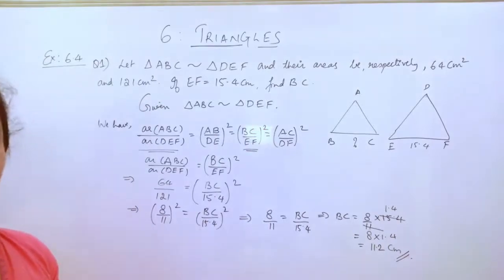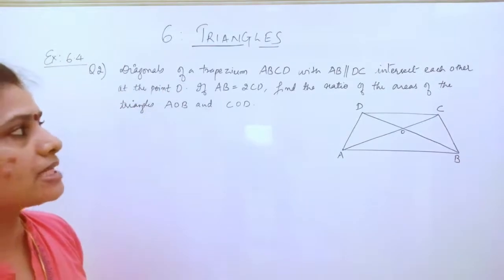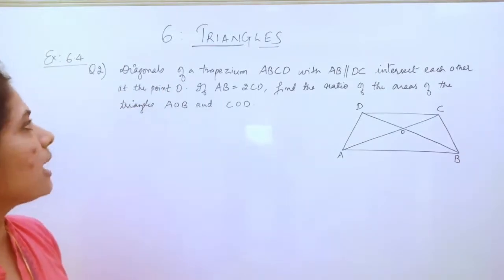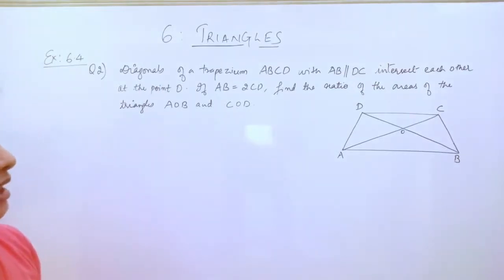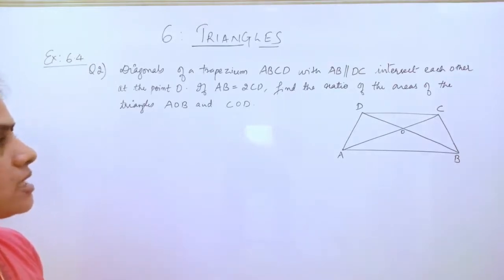Question number 2 is: diagonals of a trapezium ABCD with AB parallel to DC intersect each other at the point O. If AB is equal to 2 times CD, find the ratio of the areas of the triangles AOB and COD.